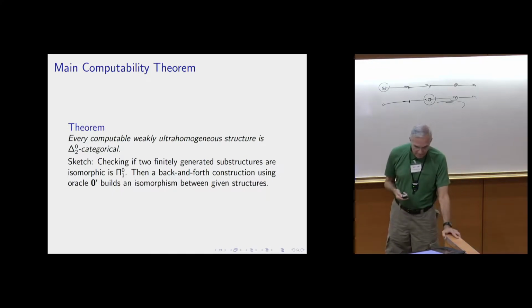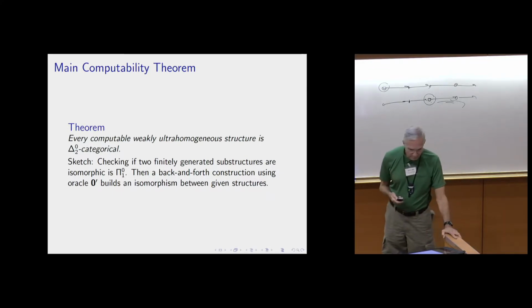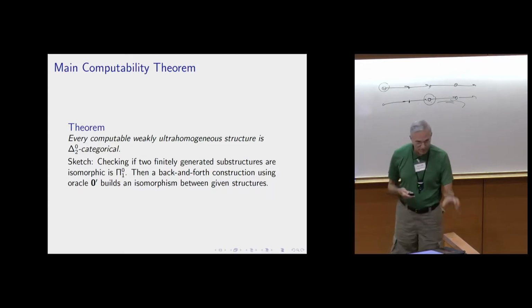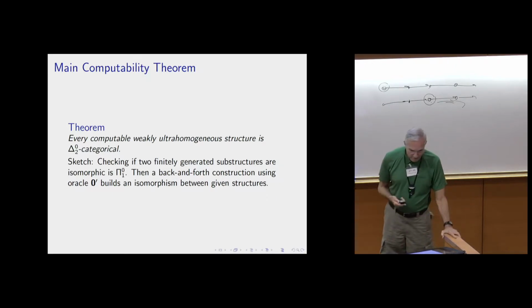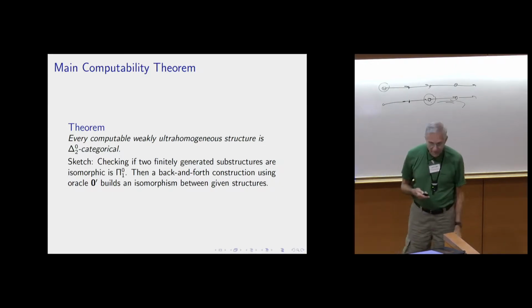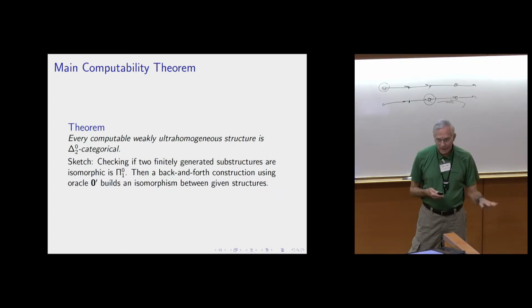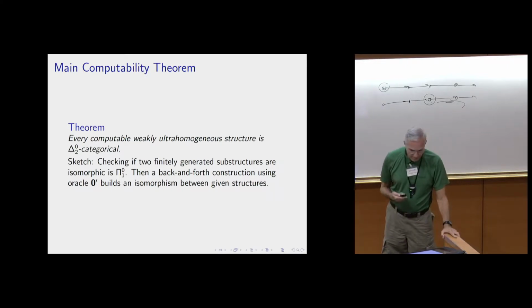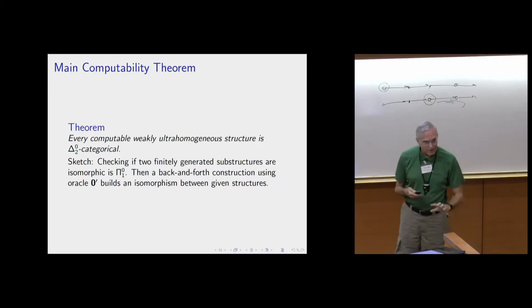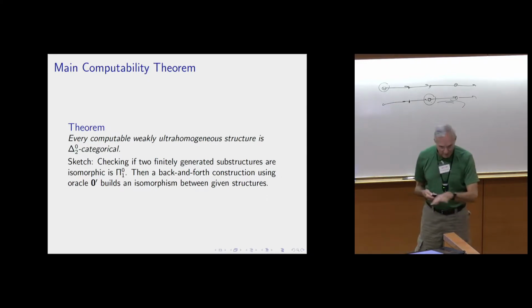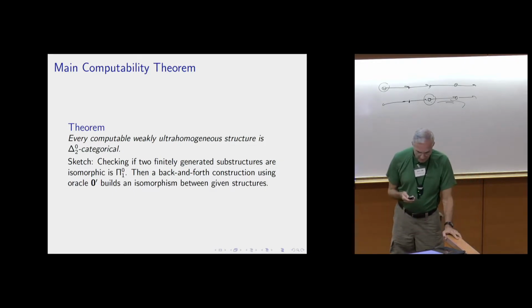Basically, you can start with a back and forth argument. When you have a finite automorphism that you're building, then you extend on one side, and then you have to look for the element on the other side, and then test whether these are isomorphic. These are now infinite structures, so it's potentially a pi01 check to see that these finitely generated structures are isomorphic. And then you can build back and forth to get those.